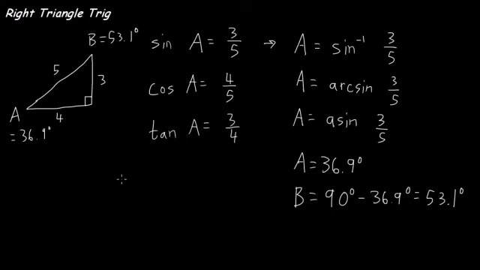But let's do another example. Let's say we ended up calculating B first. We'd have to use trig to do that again. So I could do sine of B is 4 over 5, because remember, opposite and adjacent switch if we change angles. So the side opposite of B is 4 and the hypotenuse is 5. We could do cosine of B is 3/5, or we could do tangent of B is 4/3.